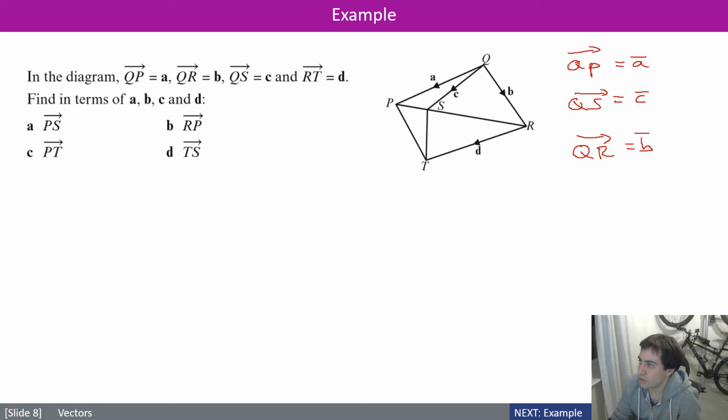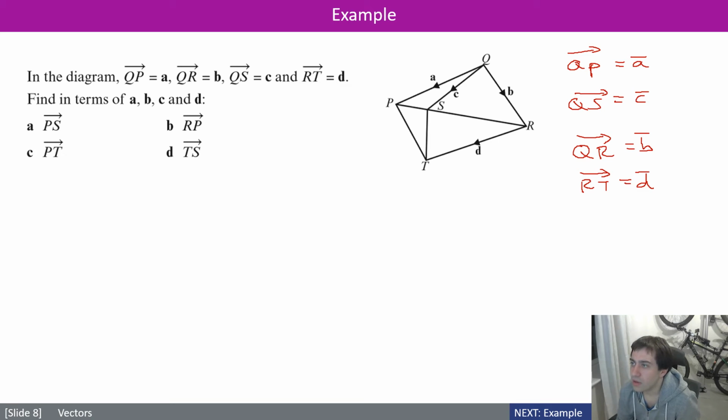And obviously you have to note the direction of the 2 points. You read it left to right. Q goes to R. And then D is RT. Okay, so we just want to get used to these 2 different ways of expressing vectors. Okay, let's look at the actual question.